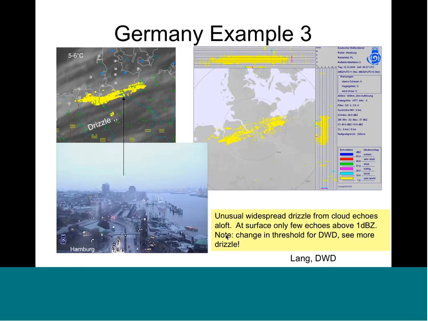So here is an example of again more drizzle in the German display system, and you notice that it's starting to show aloft. These are the vertical cross sections, and you can start seeing that some of the materials are aloft. And notice that they're starting to lower the thresholds to see more and more of that drizzle. If they lowered it even more, they would probably see even more.